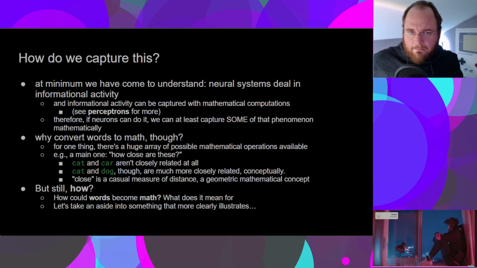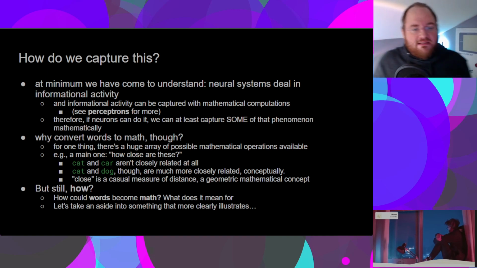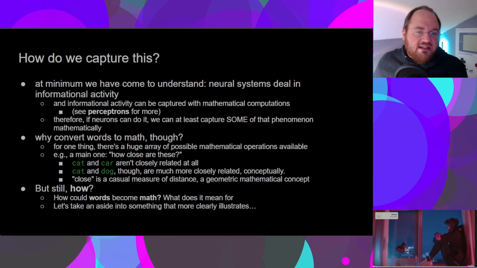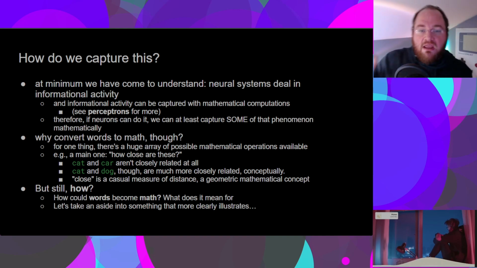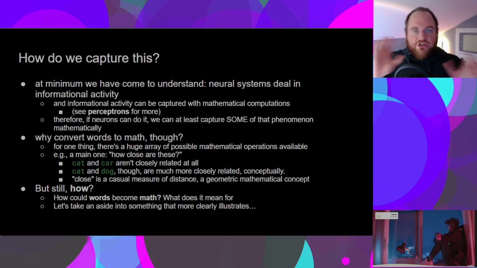So, how do we actually capture something like this in a computational modeling scenario, right? At minimum, this is a useful thing to have in your mind. Neural systems necessarily deal in informational activity, right? So informational activity can be captured with mathematical computations to some extent, right? You can see the perceptrons unit for more. Therefore, if neurons can do it, then we can at least capture some of that phenomenon mathematically. Math is a good mapping onto basic information theory concepts, right?